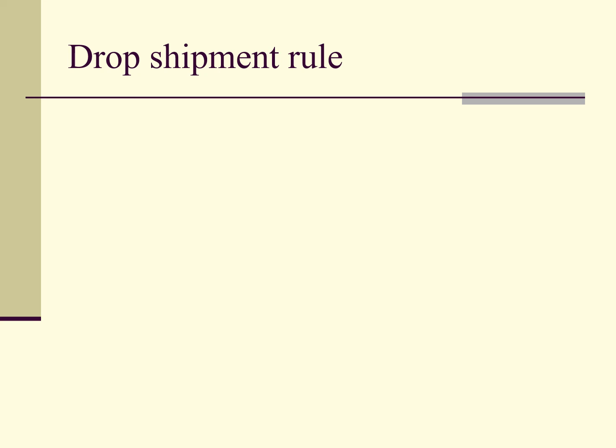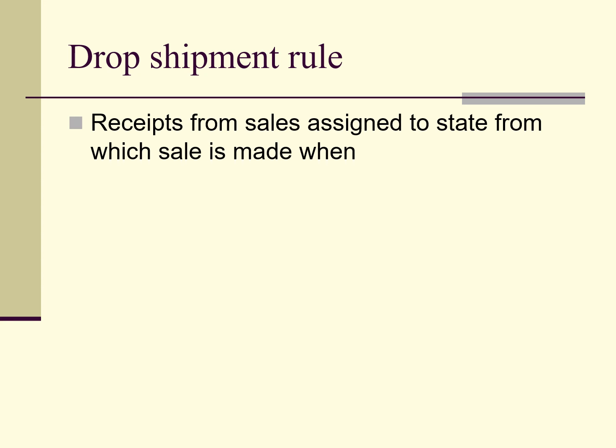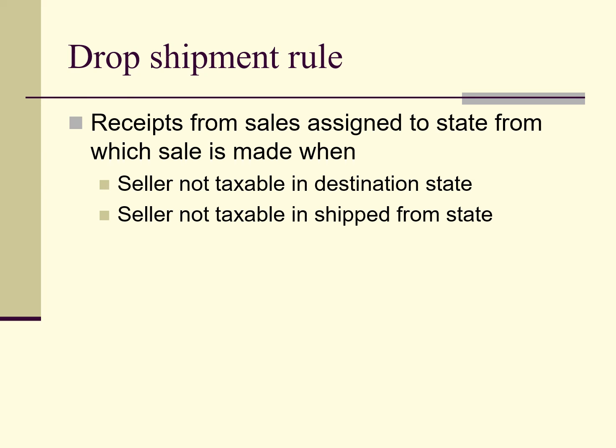Another special rule applies to drop shipment sales. In the case of tangible personal property, a sale will be assigned to the state from which the sale is made when the seller is not taxable in and does not have nexus in the destination state, and the seller is not taxable in the state from which the product is shipped.